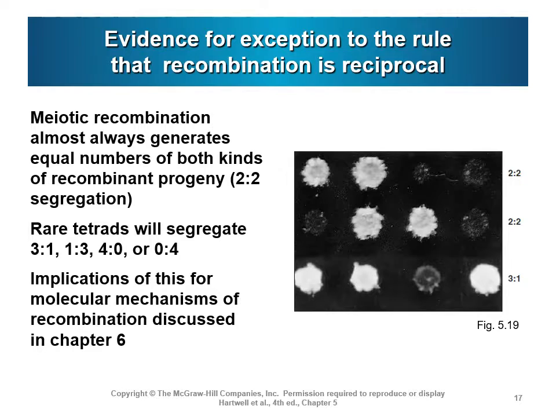So here is evidence for an exception to the rule that recombination is reciprocal. So meiotic recombination almost always generates equal numbers of both kinds of recombinant progeny. The ratio will be 2 to 2, but however there are rare tetrads that will segregate with ratios such as 3:1, 1:3, 4:0, or 0:4. And we will talk about the implication of this for molecular mechanisms of recombination when we are discussing chapter 6.